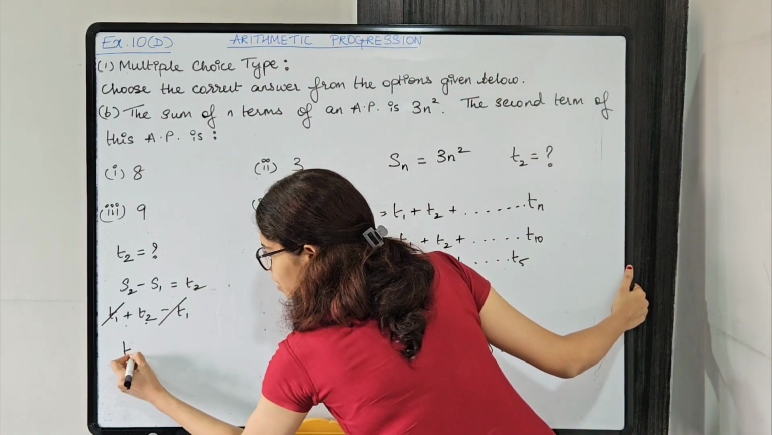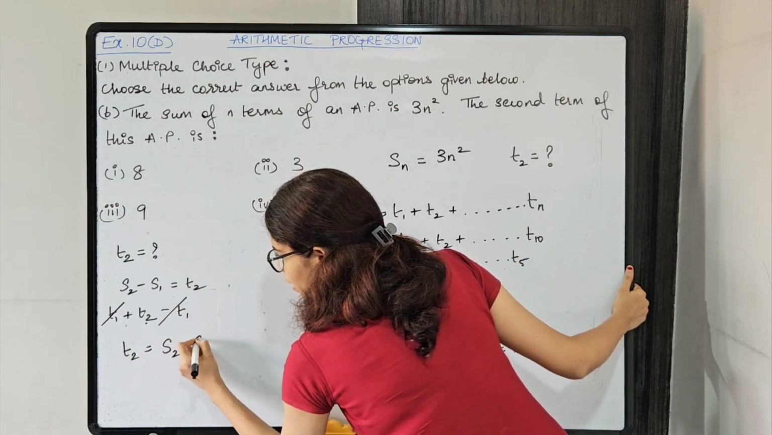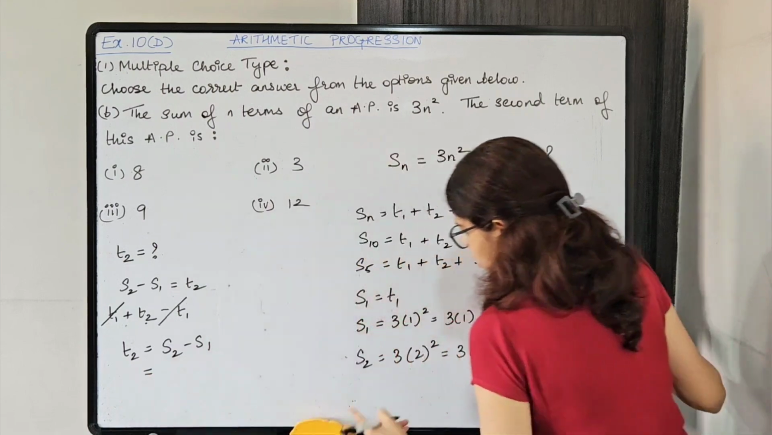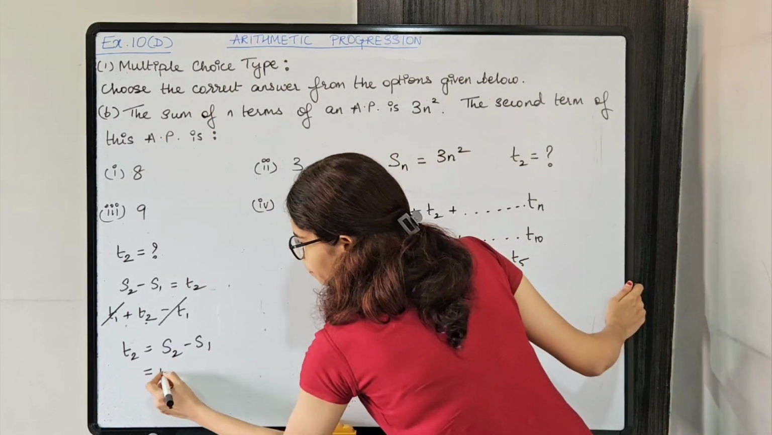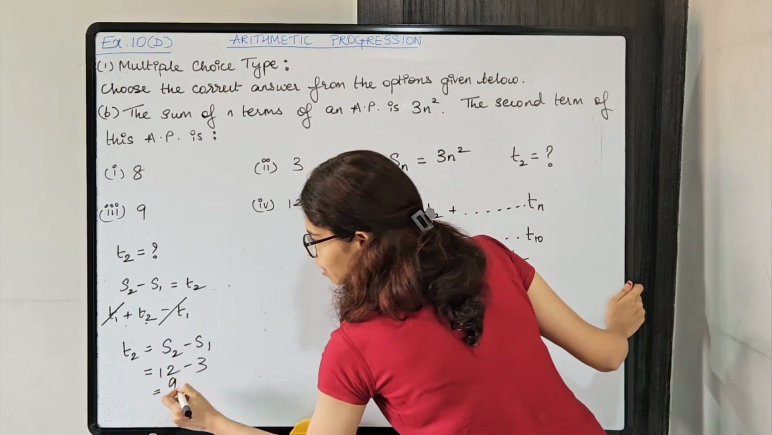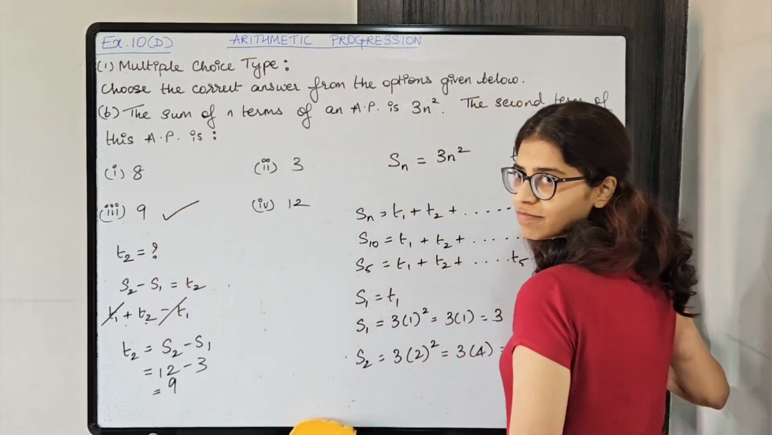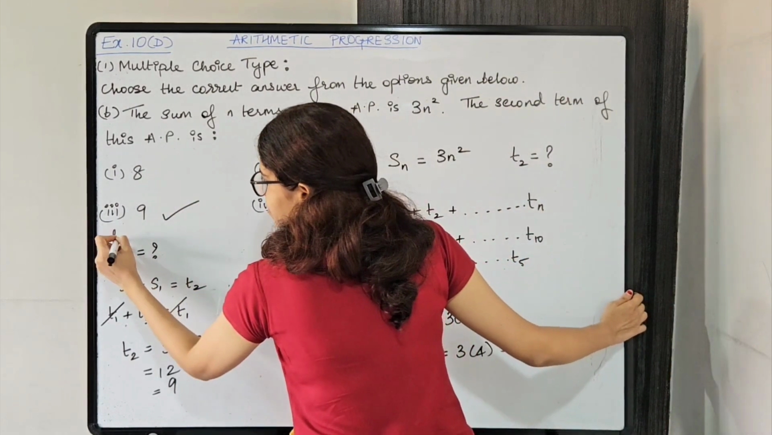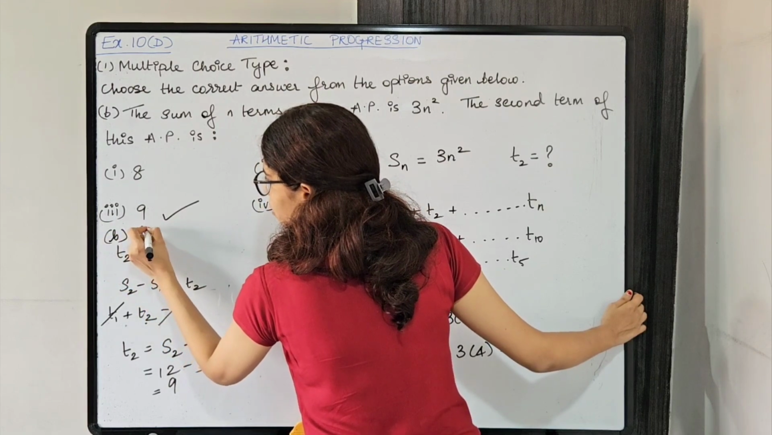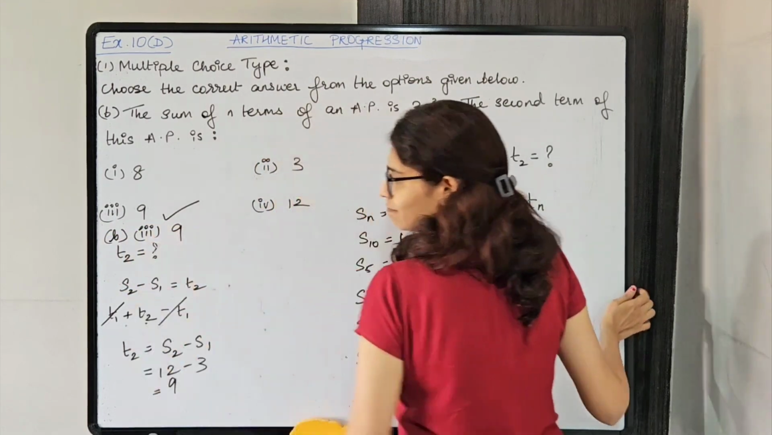So it will be S2 minus S1, that is 12 minus 3, which gives 9. Okay, so third option, this is the correct answer. So for B, third is the correct option, which is 9.